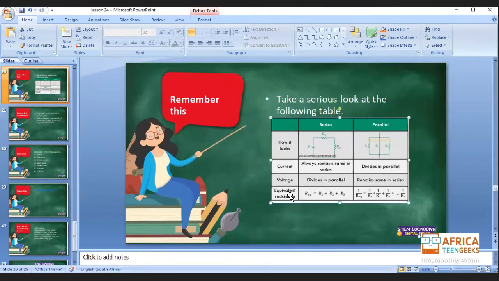But when we look at equivalent resistance, we said the total resistance is equal to R1 plus R2 plus R3. But here, the total resistance is 1 over R1 plus 1 over R2 plus 1 over R3. So we divide here, as we said about the current. It will divide. I hope you are aware of this. And then I want us to continue, Grade 9s, to say that you understand.